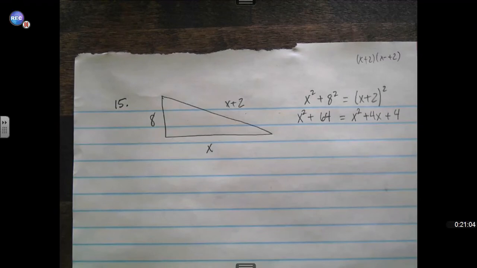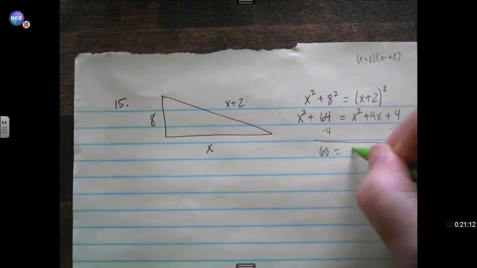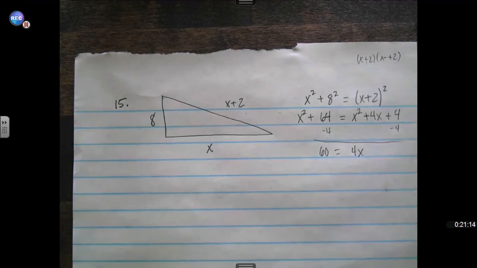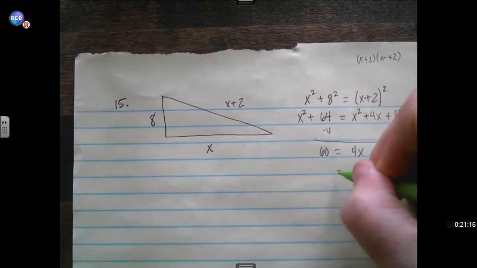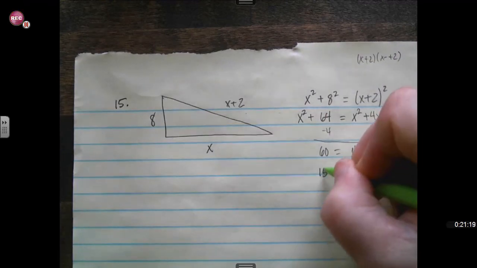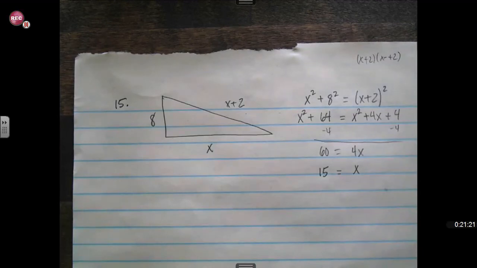Now they were really kind to us because those x squareds are going to drop out. And I'm going to subtract 4 from both sides and get 60 equals 4x. Divide by 4, x equals 15. And it asks for what the value of x is in the right triangle below. X is 15. So that's our answer.